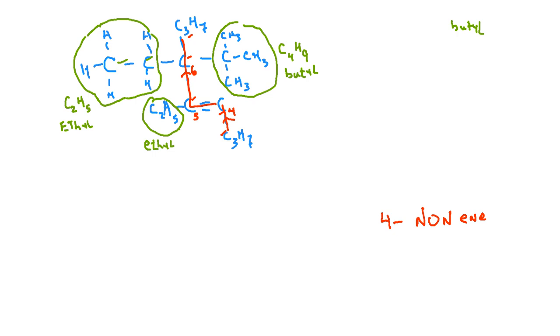Well, we had to count from the bottom. Remember, we had to count going upwards because this was carbon 3, carbon 4, and making that a 4-nonene. We have to count up. So it looks like the butyl is on carbon 6, right? So this is a 6-butyl.